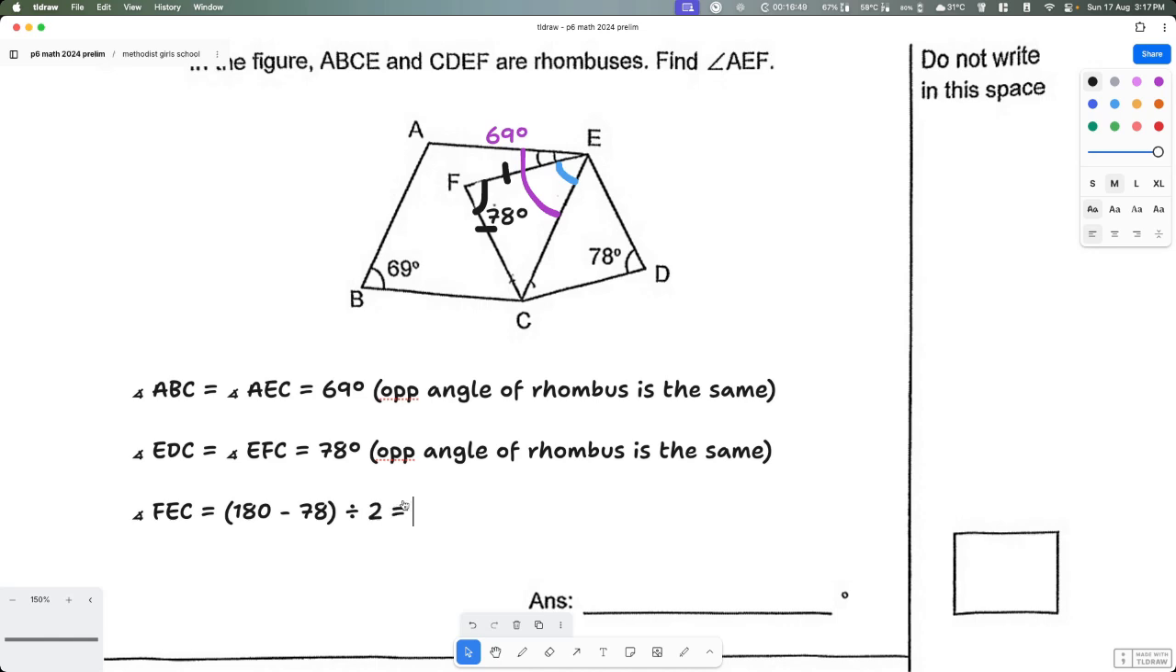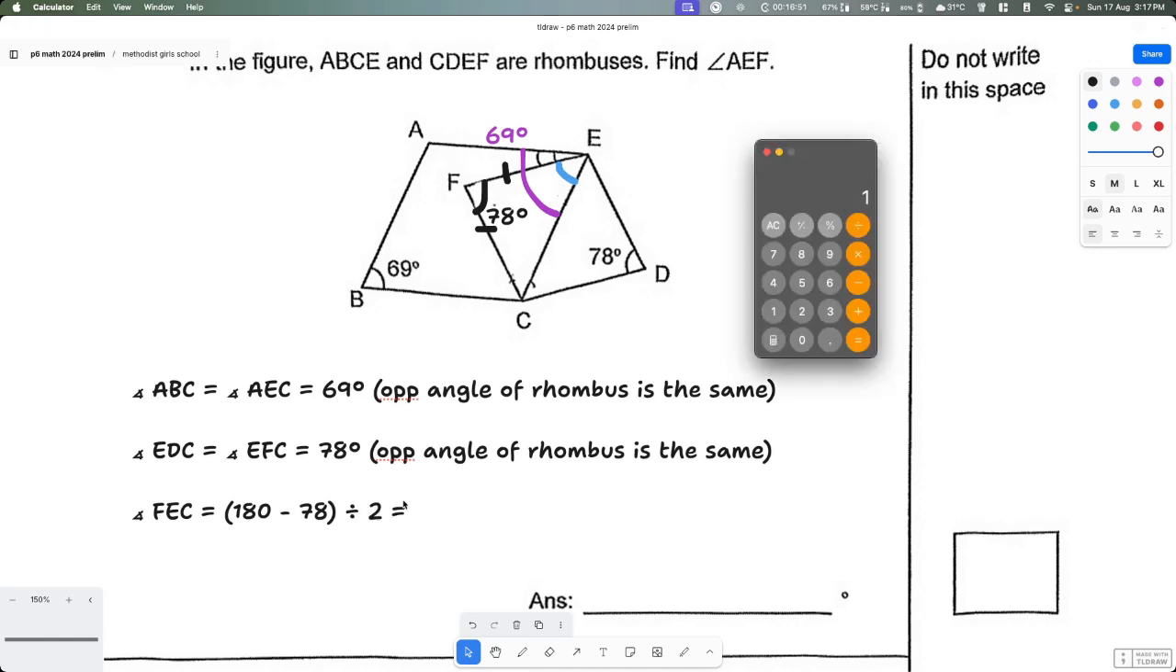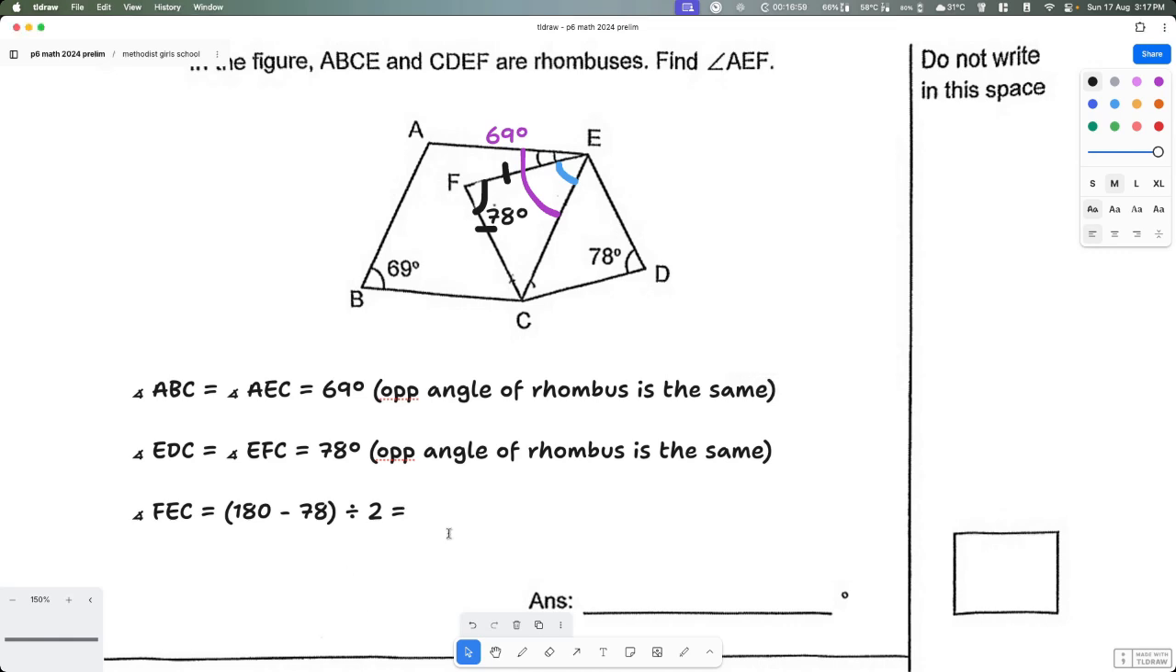Okay, so we can use our calculator. So 180 minus 78 is equal to 102, divided by 2, 51 degrees. That's what I see over here, right? So in this case, this blue one is 51 degrees. That's what you see over here.